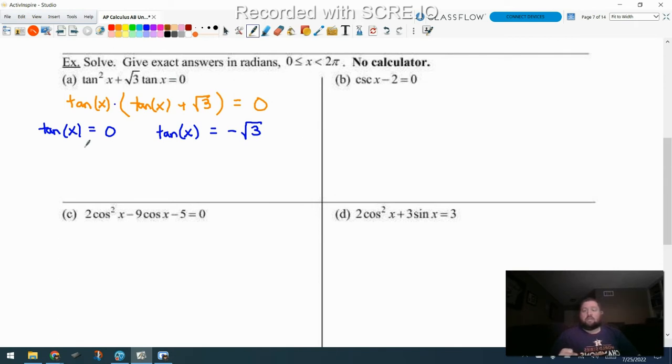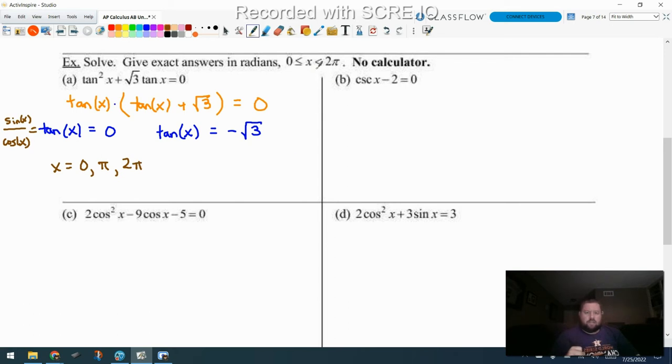All right, and then from here, we're just using our unit circle to identify where tangent is equal to 0. Remember, tangent is equal to sine over cosine. So sine, if it's equal to 0, we want the numerator to be equal to 0. So tangent's equal to 0 when sine is equal to 0. So that happens at 0, that happens at pi, that happens at 2 pi.